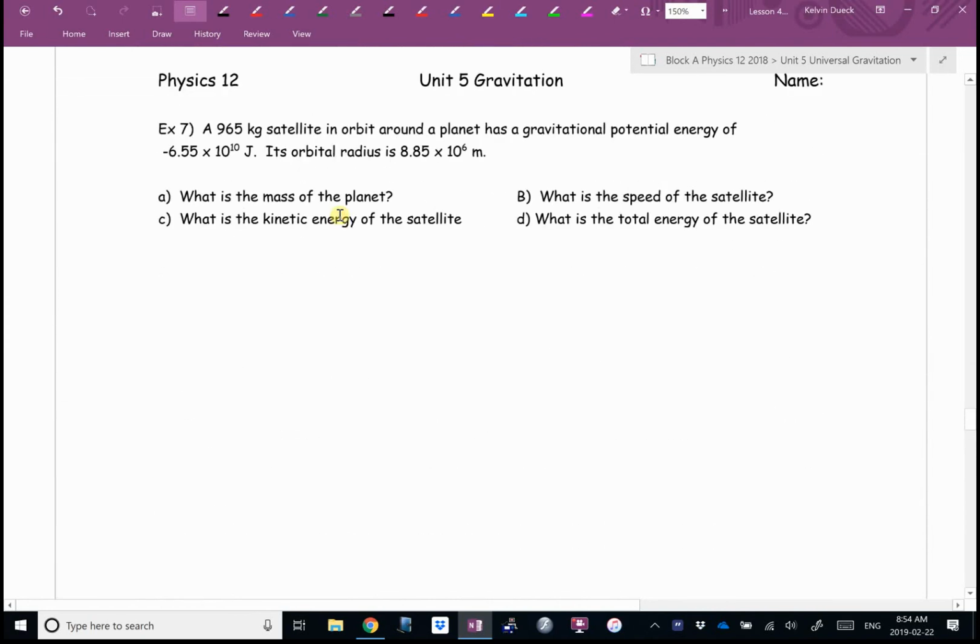Example 7. Let's put everything together. A satellite is in orbit. I would mentally or physically underline the word orbit, because that does mean that I can say gravity is what's pulling me in a circle.